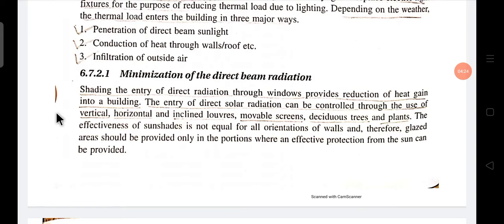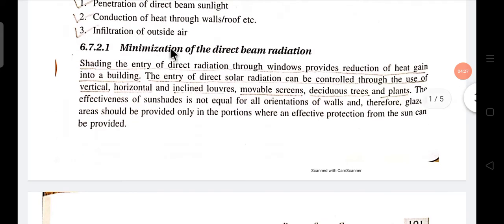Let's see first the minimization of direct beam radiation. That means we can protect our building from the direct radiation of sunlight, or the direct rays of the sun. Shading the entry of direct radiation through windows provides a reduction of heat gain into the building.